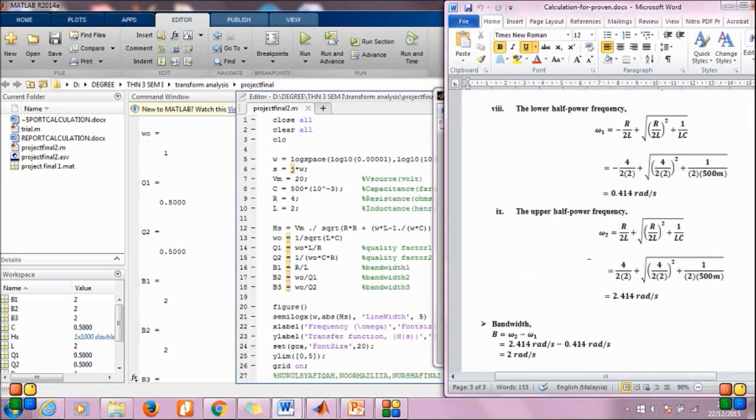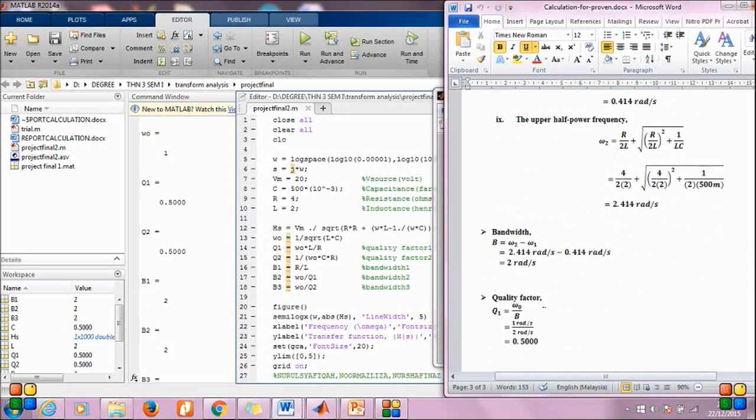Then the second equation we need to prove is the bandwidth. We get 2 radian per second, the same as the simulation in MATLAB. Then the last equation is the quality factor. We get the same answer, 0.500, the same as in the MATLAB simulation.